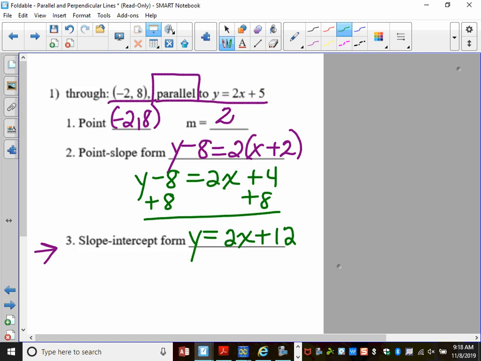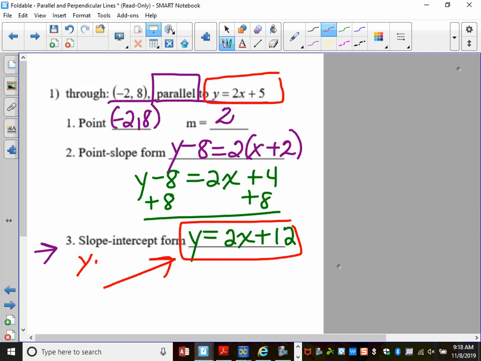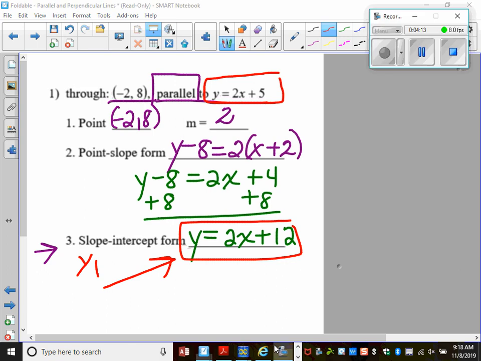If I were to put this on my calculator, and I put in the original problem right here and I put in this equation, I would know that they're parallel. You can see because they obviously have the same slope. But not only that, if I just put this one into my y sub 1, everybody hit your y sub 1 on your calculator, and I want you to type in our answer, which is 2x + 12.